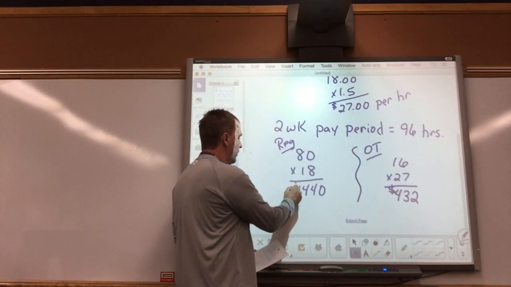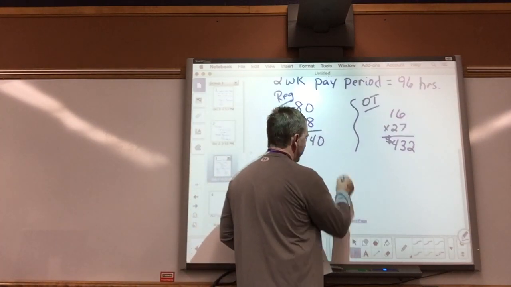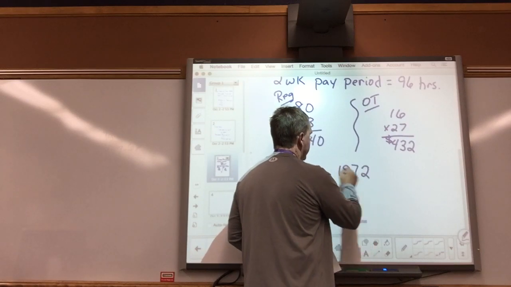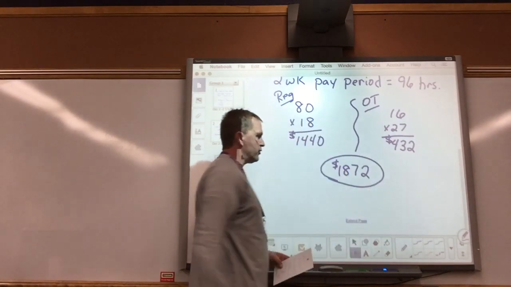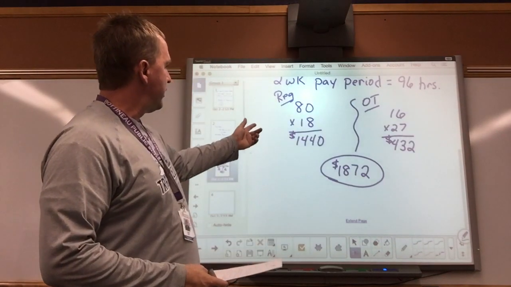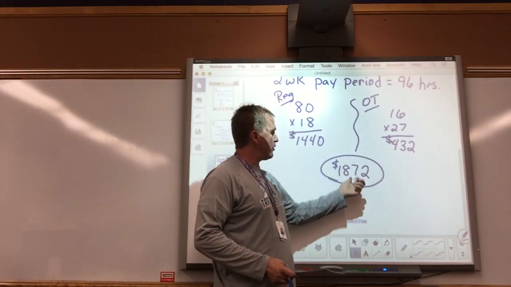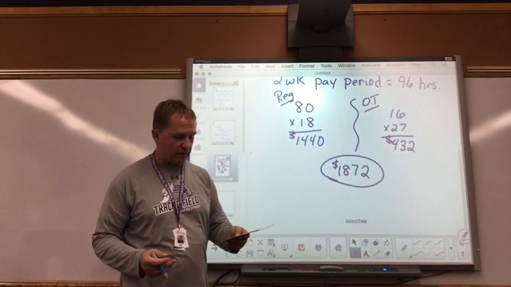So $14.40 from the regular pay, $432, which if I add those together, there's my check for 2 weeks, obviously before taxes and things are taken out. 1,440 coming from regular pay, 432 from the overtime, for a total of 1,872.